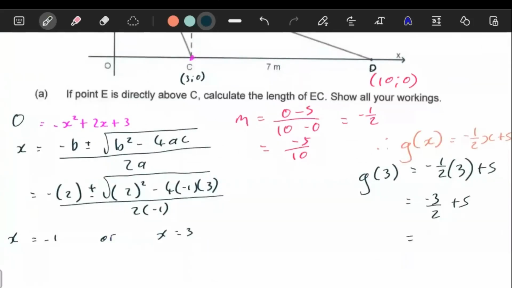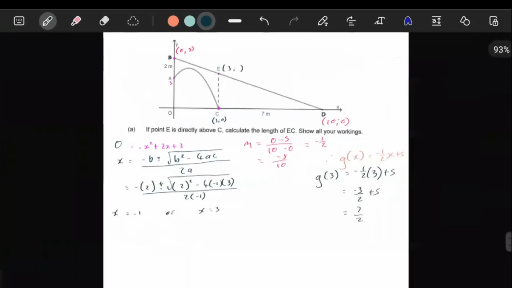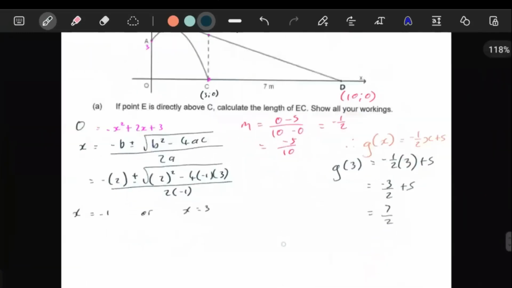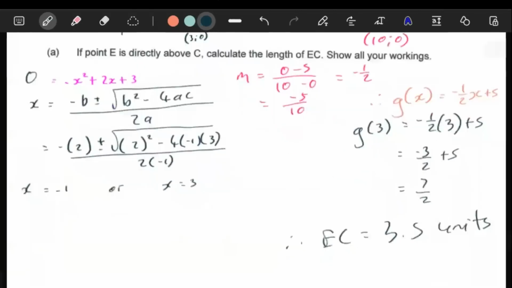Let's put that in the calculator. -3 over 2 plus 5. Let's see. That's how you're going to get the distance of EC. Therefore, EC is 7 over 2. There we go. That's the way we like it. You can maybe write it as a decimal if you want: 3.5 units. That's the way we like it.